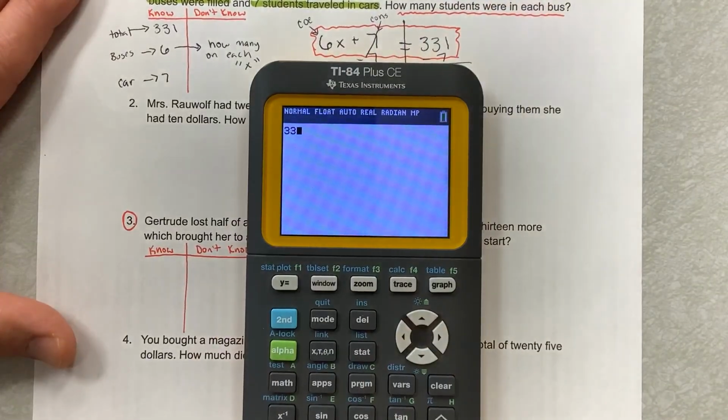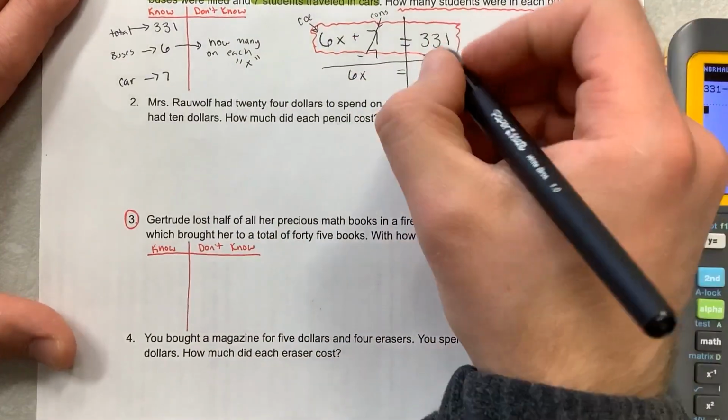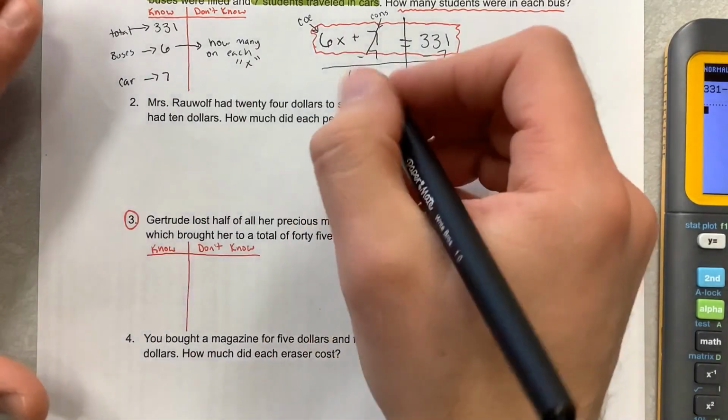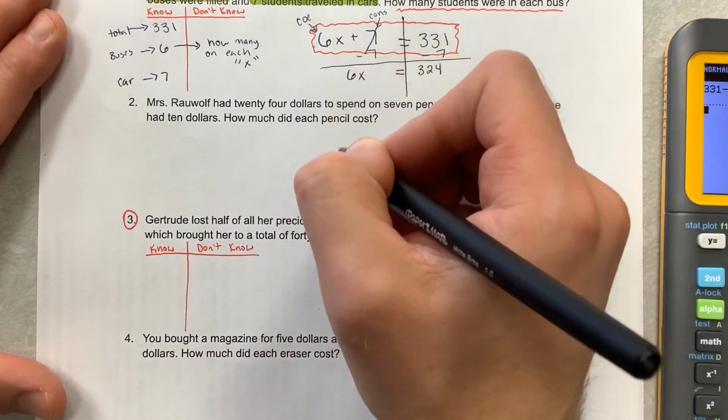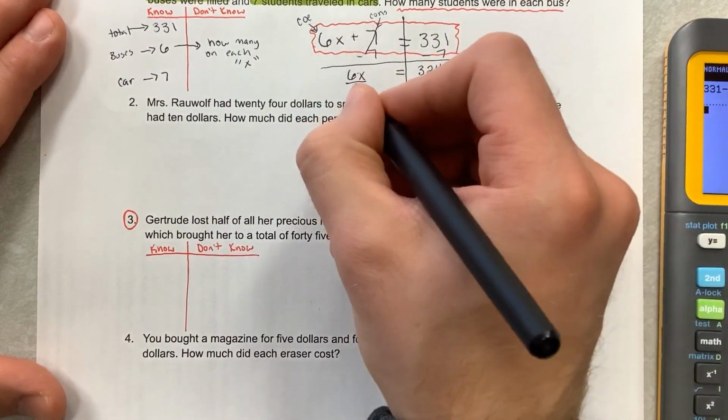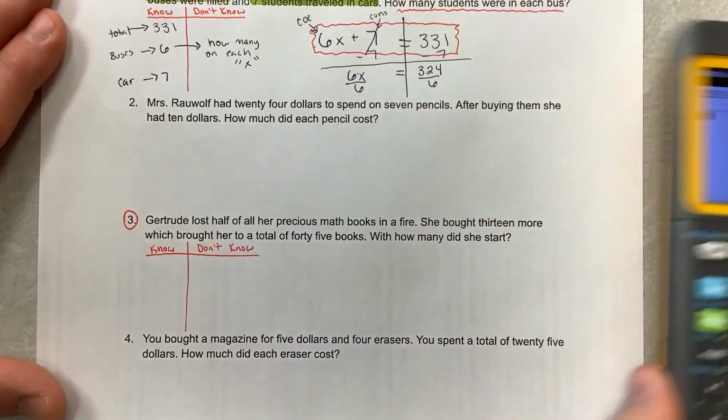331 minus 7 gives me 324. Now, I need to go ahead and solve this. So I need to move this coefficient. It's 6 times x, so I do the opposite, which is divide. Divide both sides by 6.